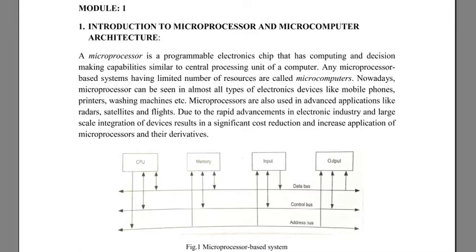I'd like to discuss first microprocessor and microcomputer architecture. See, the figure shows there is one CPU, central processing unit. That is our main concern in this topic. Another component is memory, and you have some input and some output. All these four are connected by three buses: one is the data bus, one is the control bus, and one is the address bus.